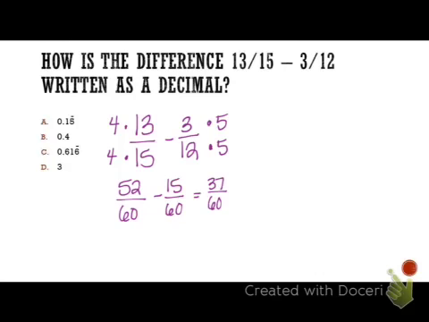To take this number and turn it into a decimal, you would divide the numerator by the denominator. So you would say 37 divided by 60. When you carry out that division, you come up with 0.616 with your 6 repeating.